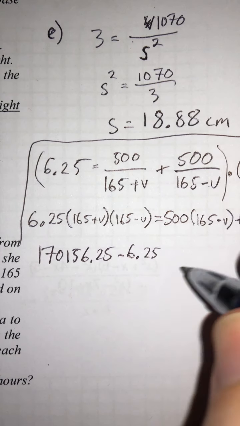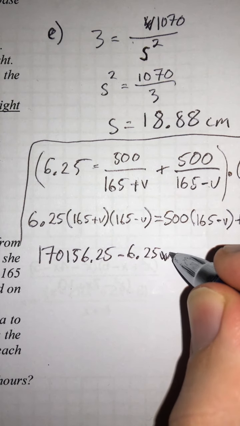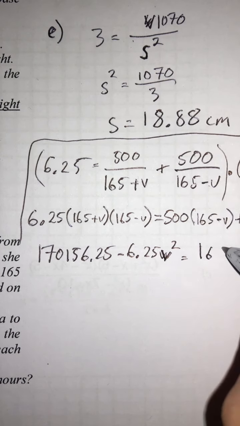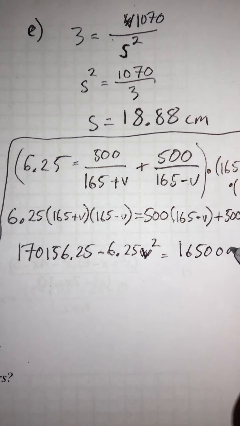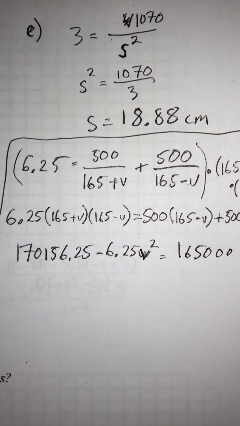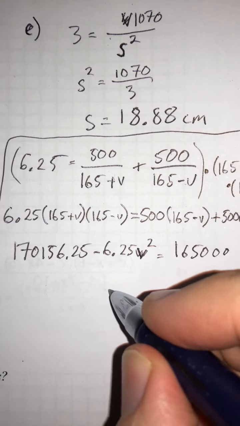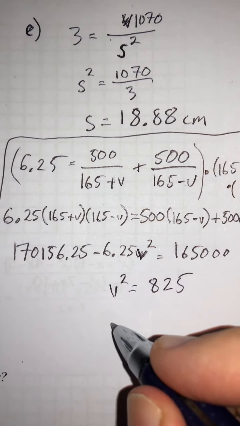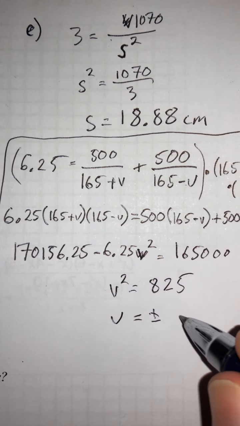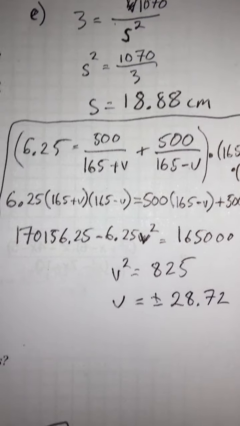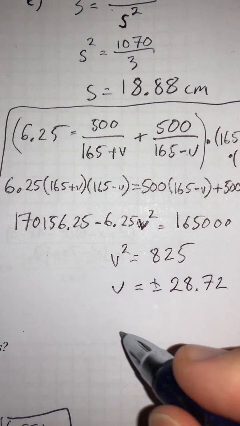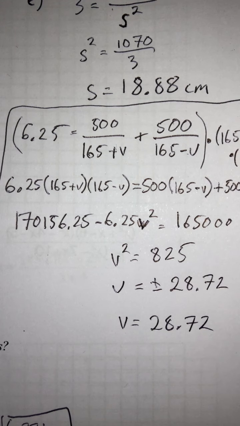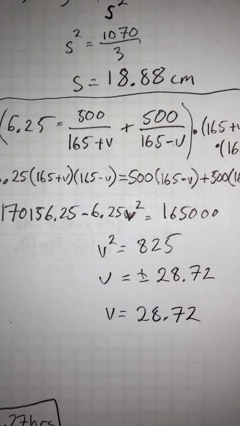If you want to know where this comes from, sorry, this should be V squared equals, and then on this side, it's actually going to cancel to something simple like this, and then just solve for V. So you'll end up with V squared equals 825. So V is equal to plus or minus 28.72, but it doesn't make sense to have a negative speed, so we're just going to use V equals 28.72 as the positive value for this.